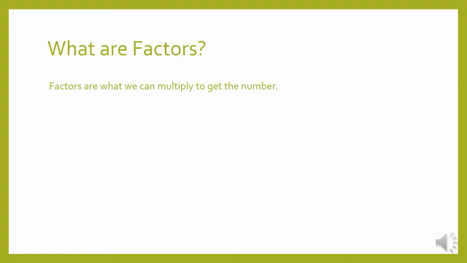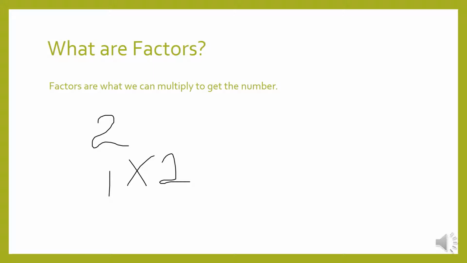What are factors? Factors are what we can multiply to get a number. Now let me explain. If I ask the question, what are the factors of 2? You have to think of the numbers that I can multiply to get 2. What numbers can I multiply to get 2? 1 times 2. Can I multiply anything else to give me 2? No. Even if I reverse it and say 2 times 1 will give me 2, notice it's the same numbers, 1 and 2. So 1 and 2 are the only factors of 2.